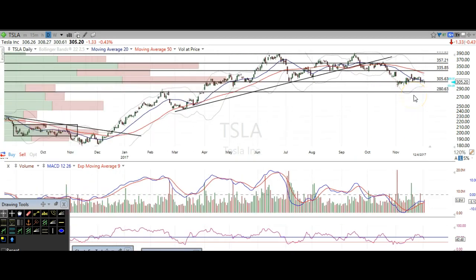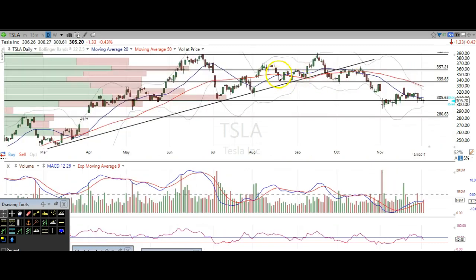All right, so we've got a lot of levels to pay attention to here for Tesla. 280, it's got to hold 305. If it holds 305, then I think you can get a bounce up to 335, which is that previous support right here, and that previous support is going to turn into resistance.